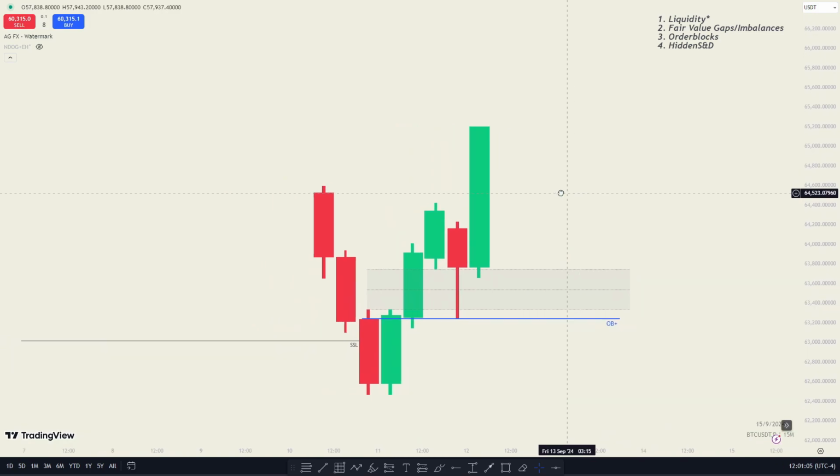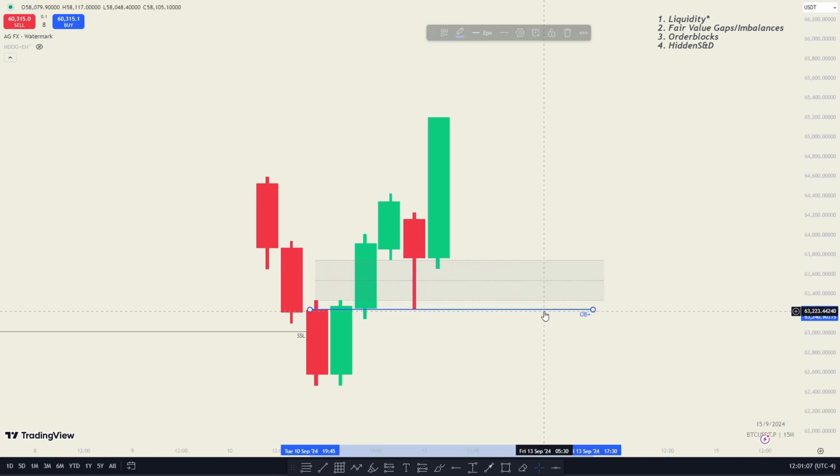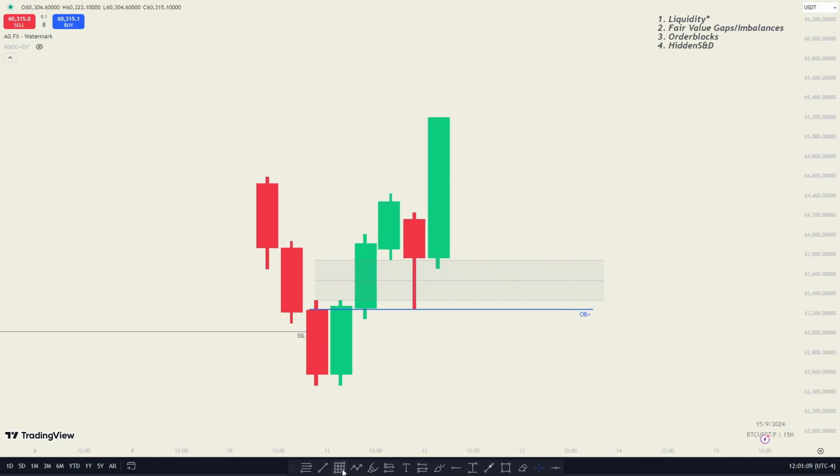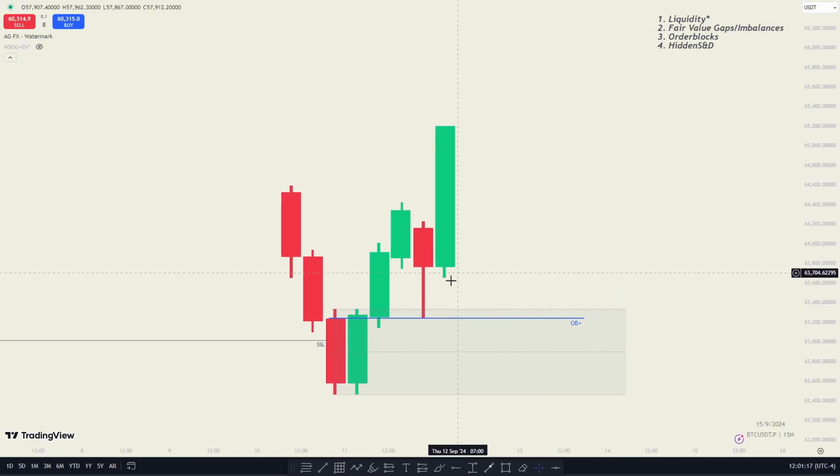So after we went through these examples, there are also a couple of parts about order blocks. The midpoint of an order block is a sensitive point in price and is called the mean threshold.